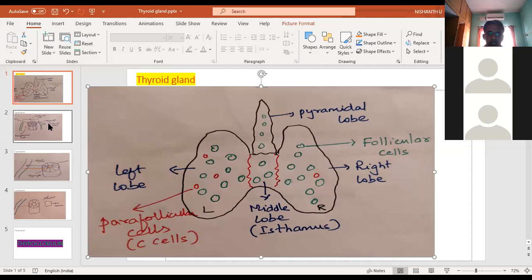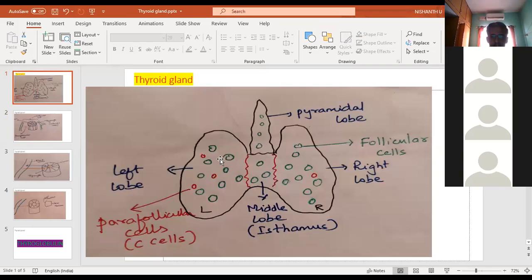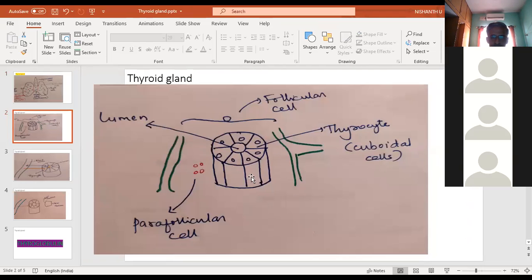Let us go through the second slide. Now you observe here. Just go through this rounded structure. Can you see this rounded structure? That is the follicular cell. I have drawn the follicular cell here, the rounded structure. Is it clear or not?